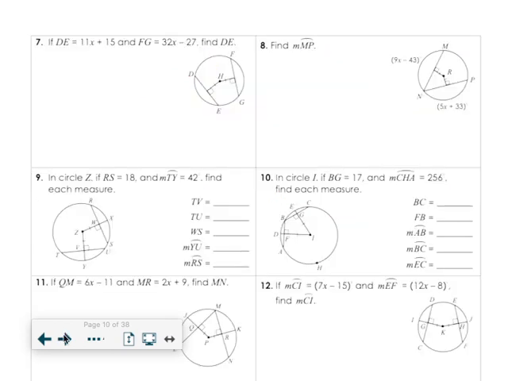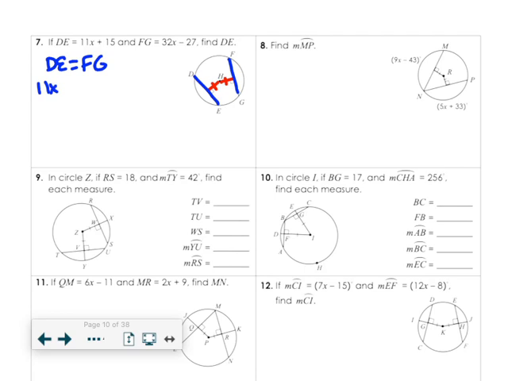Okay, number 7, if DE equals 11x plus 15 and FG equals 32x minus 27, find DE. So this one, they're looking for something different. Okay, they gave us that these are the same. If those distances from the center are equal, that means the chords have to be equal. So DE and FG have to be equal this time. They have to be congruent chords since the distances from the center are marked as congruent, those perpendicular distances.